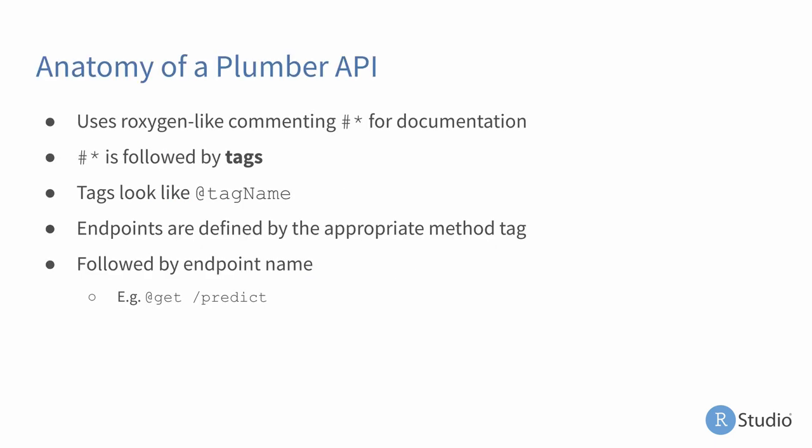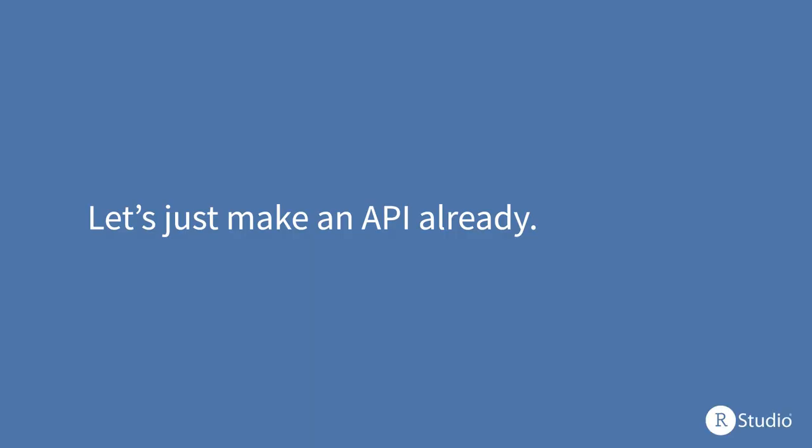But first, before we even do that, we're going to briefly go over the anatomy of a Plumber API. Plumber APIs use roxygen-like commenting of this pound followed by an asterisk for documentation. The special comment is followed by a series of tags. And tags look like at tag name in camel case. And then endpoints are defined by the appropriate method tag and then followed immediately by the endpoint name. For example, get slash predict. This means we're going to create an endpoint called predict with the get method.